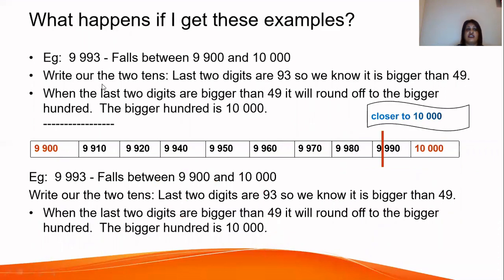Now, let's look at 9,993. It falls between 9,900 and 10,000. Again, we can see 900 here, and the next 100 will go into 10,000. So the last two digits of 9,993 is 93. It is greater than 49, so I'm going to round off to the higher number, which is 10,000. 93 at the end of the number is greater than 49, so I'm going to round it up to the nearest 100, which is 10,000.